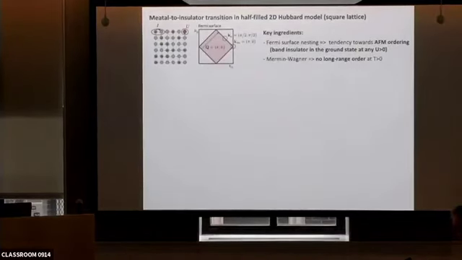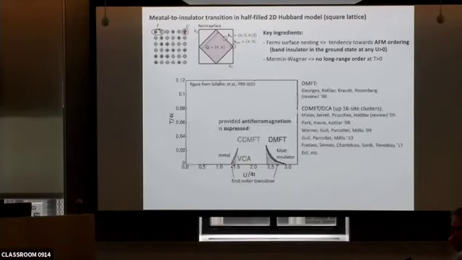So the problem: the main ingredient, of course, of the Hubbard model at half filling is that the Fermi surface is nested, and there's a natural tendency towards antiferromagnetic instability. In particular, the ground state is always gapped for any non-zero value of U. However, there's a competing effect. Of course, the Mermin-Wagner theorem tells us that there's actually no long-range order unless the temperature is zero, so the problem becomes quite non-trivial.